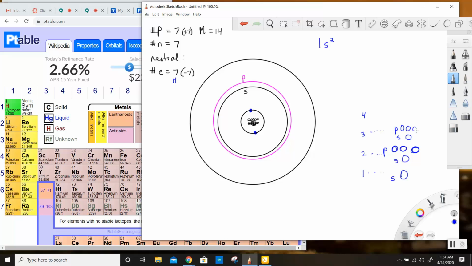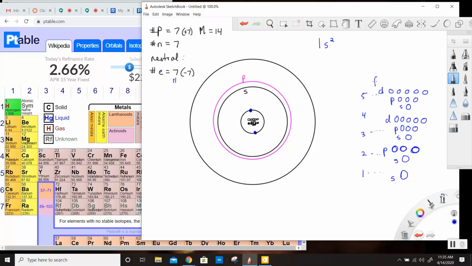And each of these circles holds 2 electrons in it. Okay? So you can just build it up like this. 5 would have an S, a P, a D, and an F. And it would just keep going. You just keep going and going. So you get more options as you go up in shells, right?